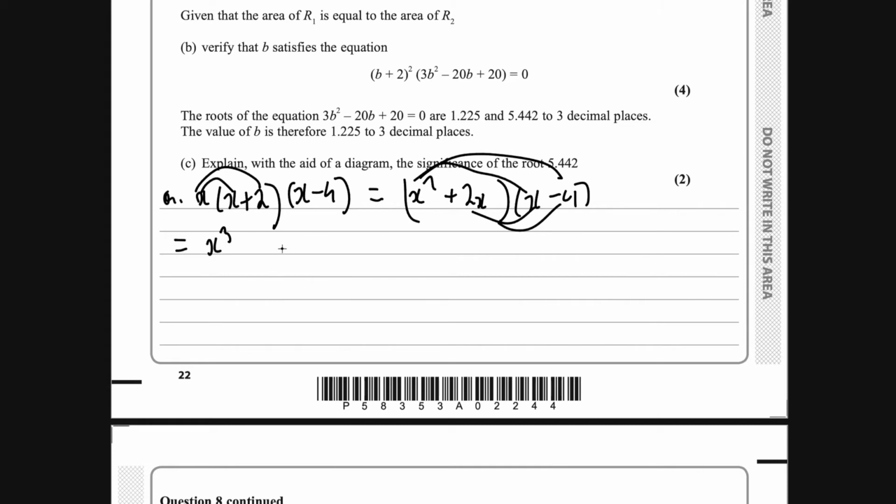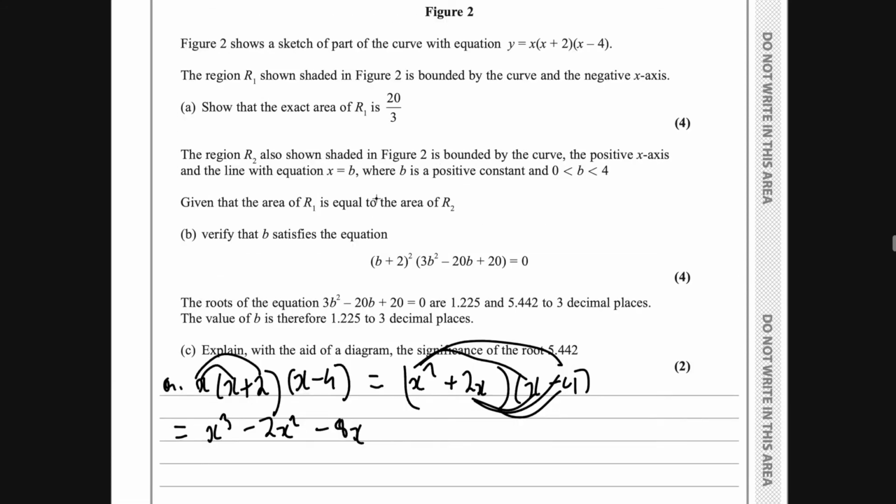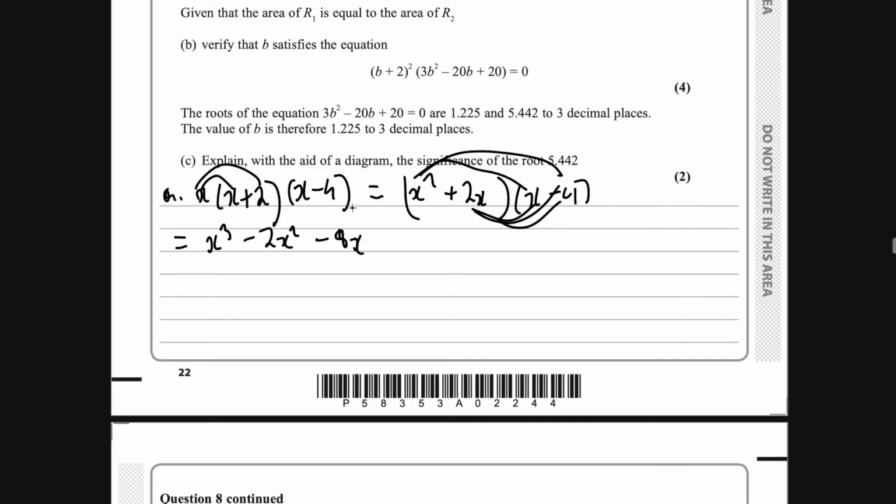That gives us x cubed minus 4x squared plus 2x squared, which is minus 2x squared, and then minus 8x. Okay, and that's our y term. And now what we're going to be doing here is integrating this, and really what we're going to be doing is integrating this with respect to x.